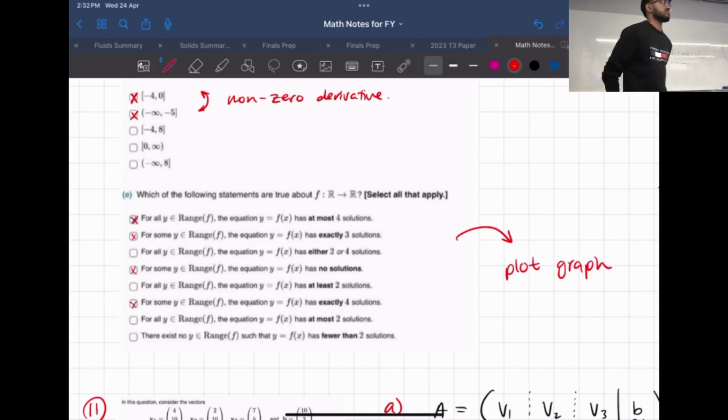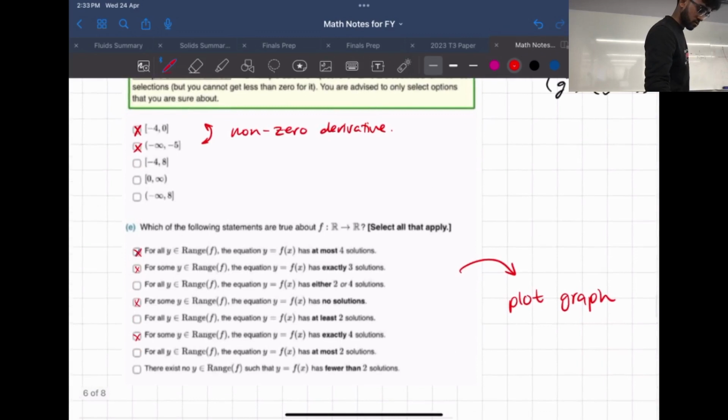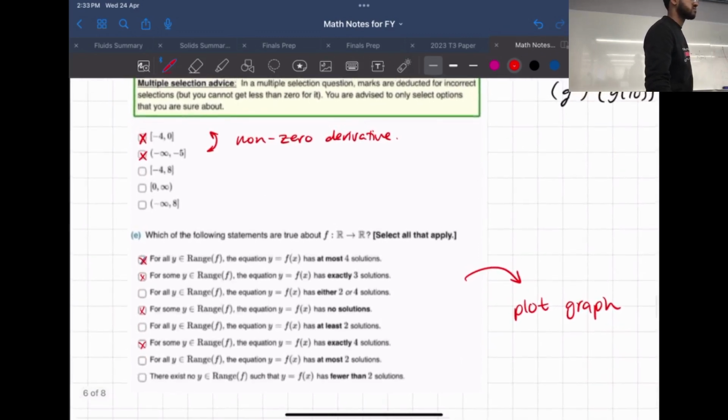Hey, let's finish it. So you just want to pretty much visualize all the possible scenarios and then choose. I think the third one's probably wrong, because it needs to be in the range of the function itself. What's the range? For the entire range of the function, there will be at least one solution.